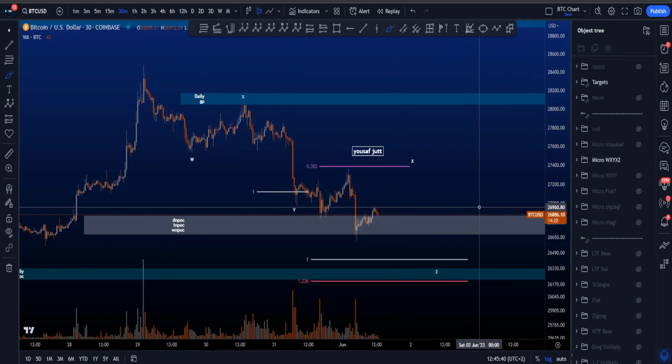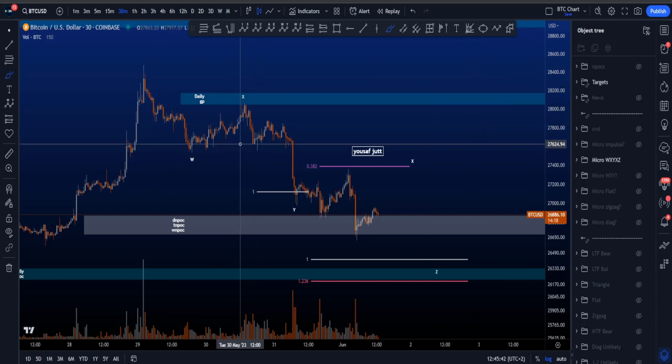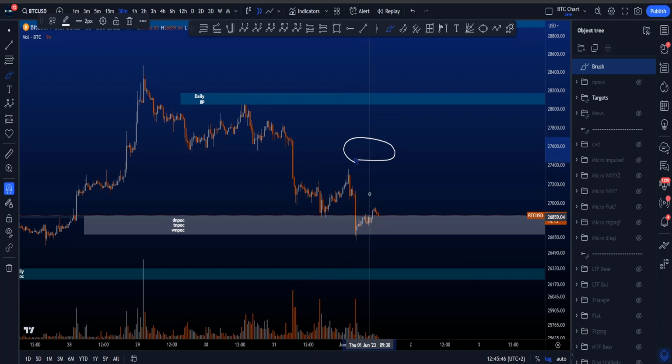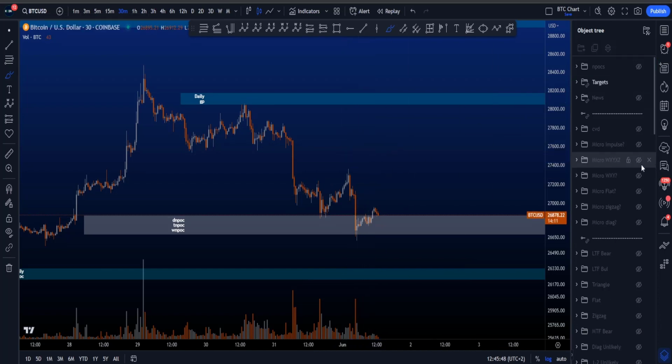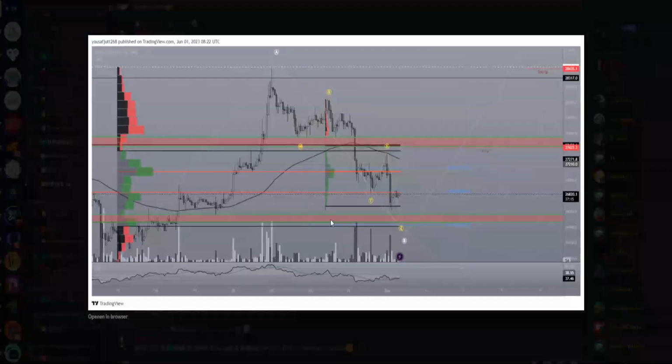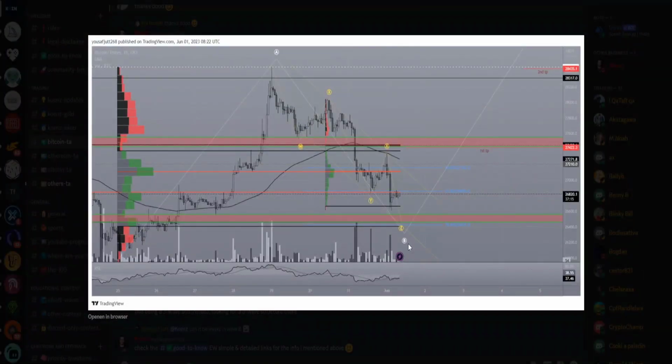And if we then go to a WXYXZ scenario, I like the originality of Youssef, because Youssef in the group in Discord over here came up with this scenario. He asked me, can this be a WXYXZ? So a WXYXZ over here.